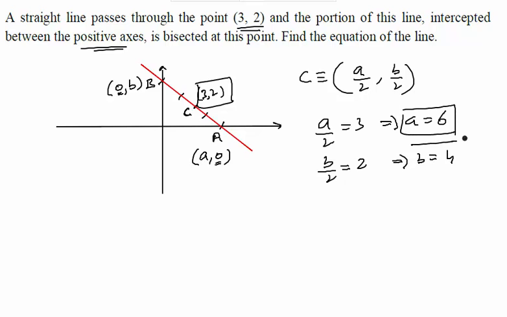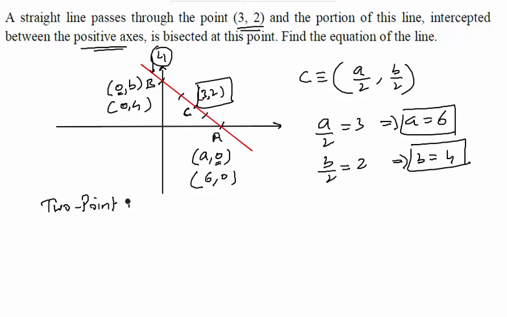So a is equal to 6 and b is equal to 4, which means that now we have the coordinates of A as (6, 0) and the coordinates of B as (0, 4). So now to write the equation of the line, we know 3 points. We can use any 2 points to write the equation of the line using the two-point form. In this particular question I am taking the points A and B. You can take any of the 3 points A, B and C, right?